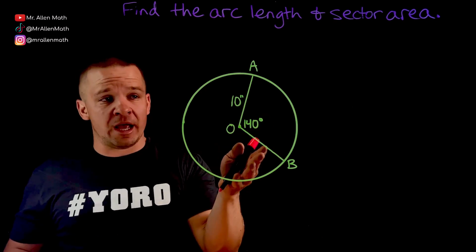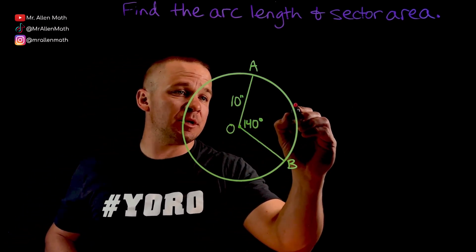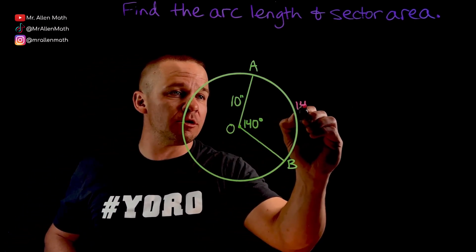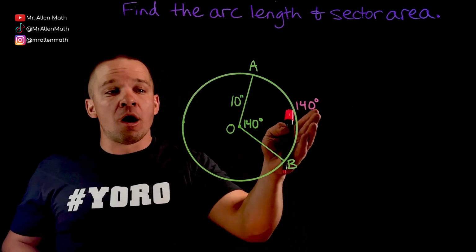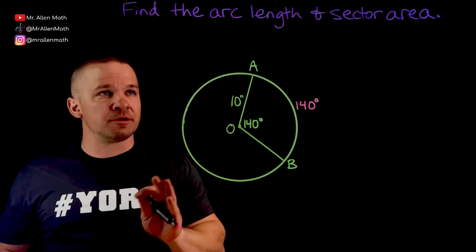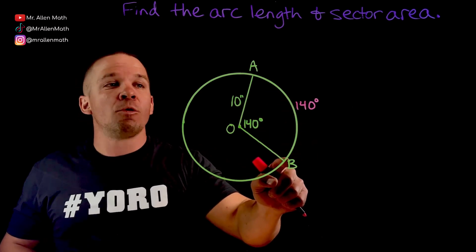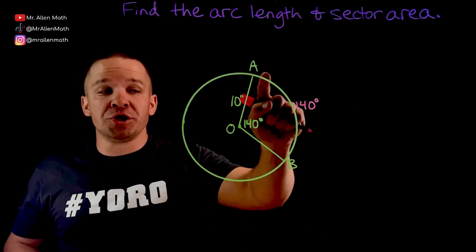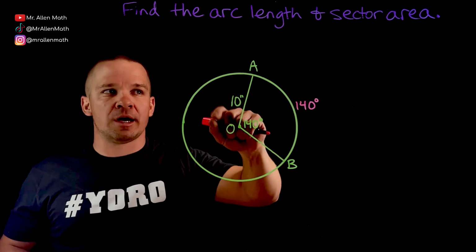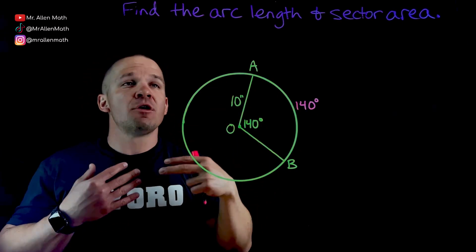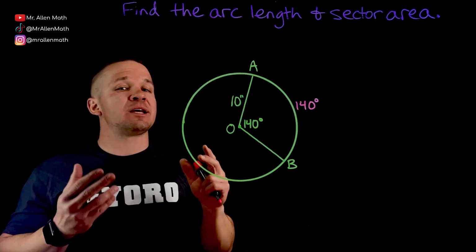Well, my central angle I know is equal to my intercepted arc measure, so this is going to be 140 degrees as well. Arc measure and arc length are two different things, okay? Arc length is the actual distance around that, whereas the arc measure is just the degrees out of the total 360, okay? Now, the way I like to solve for arc length and sector area is by setting up a proportion.